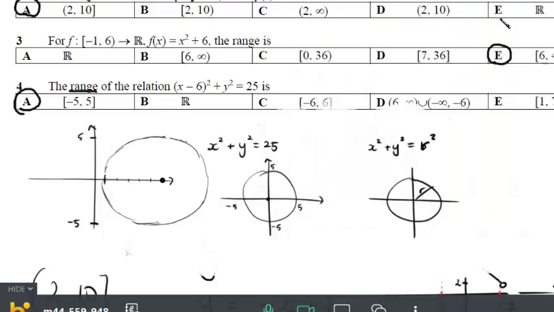So the answer is 1 to 7. That's the domain. So this is 1. Well, actually, hold on. Maybe not 7, because the radius is 5. This is 6 right here, isn't it? So the answer is actually, if you go 5 from here, it's actually 11. I thought this was the answer, but this has to be actually 11. Then that would be the answer for the domain.